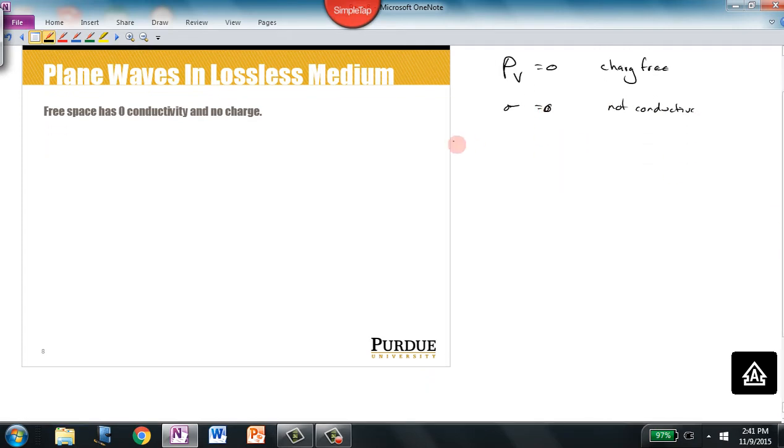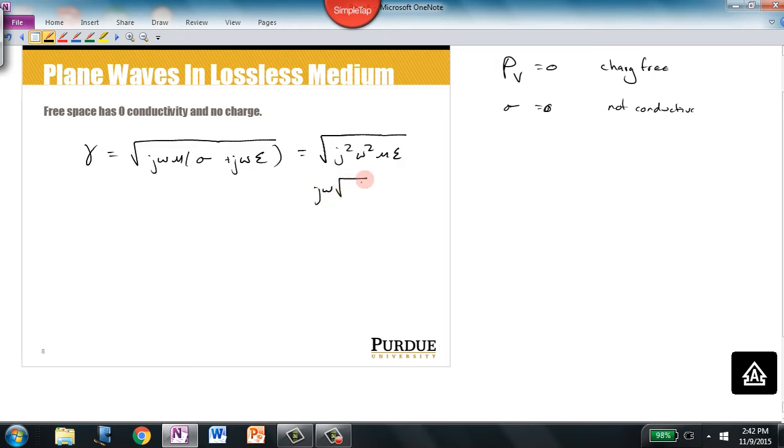wave propagation. So let's start by applying these assumptions to the fact that gamma is equal to the square root of j omega mu times sigma plus j omega epsilon. What is going to happen with these simplifying assumptions is that sigma, the conductivity, is going to drop out, and so this is going to reduce down to j squared omega squared mu times epsilon. And we can pull the j omega out front, mu epsilon. So what that shows us is that if there is no conductivity in a medium like a vacuum, alpha is equal to 0 and beta is equal to omega square root of mu epsilon.